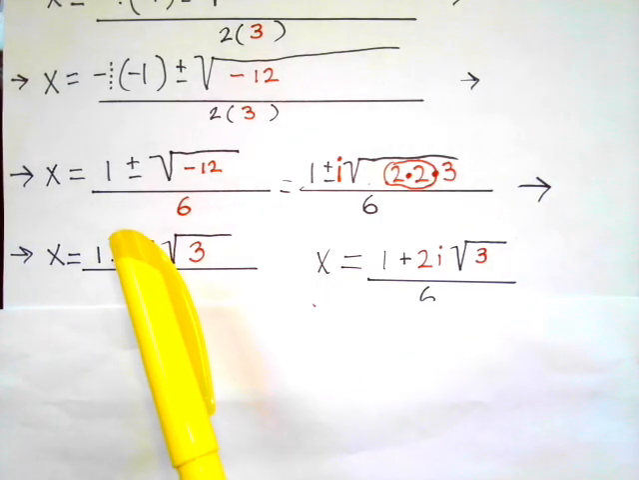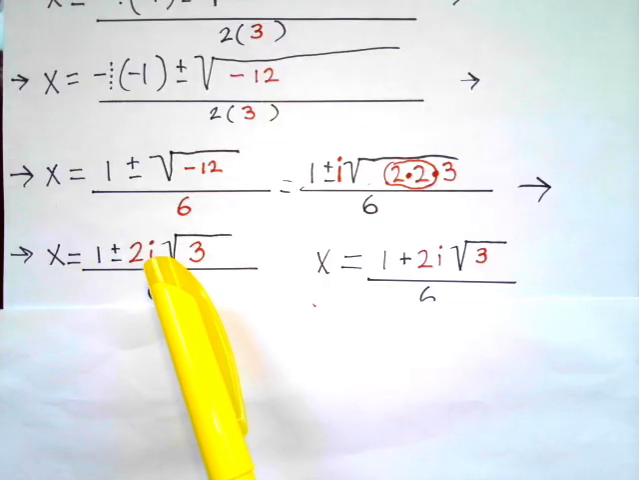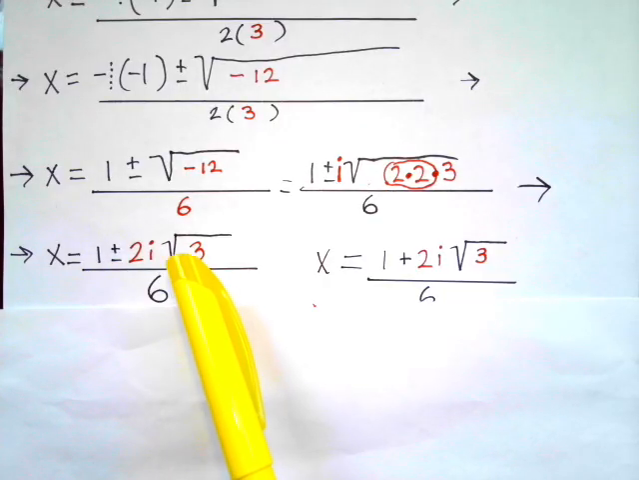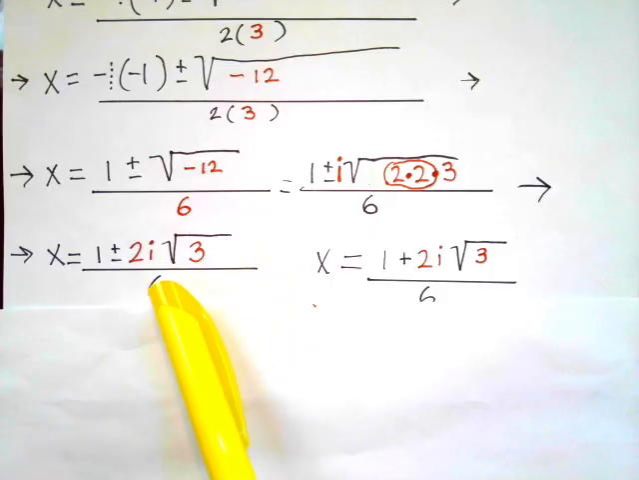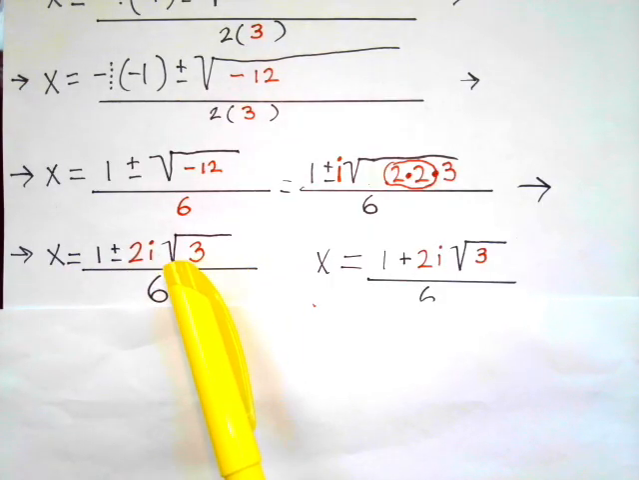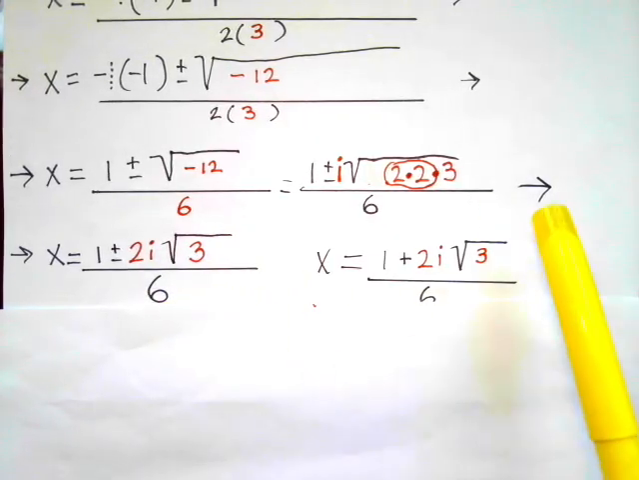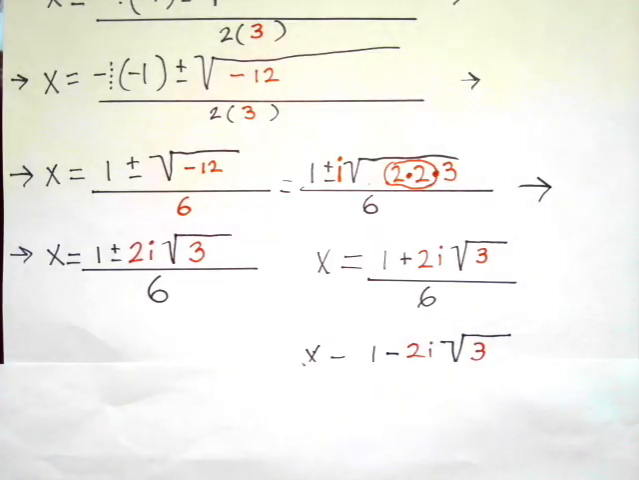Now, since it's plus and minus, right, that means 1 plus 2 times i, that's the imaginary number, times the square root of 3 divided by 6, and 1 minus 2 times i times the square root of 3 divided by 6. So I'm going to show you both of these values here.